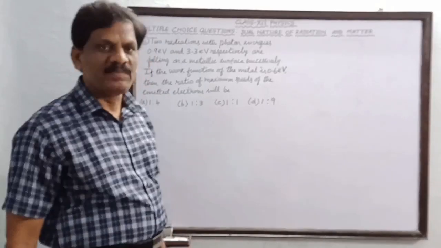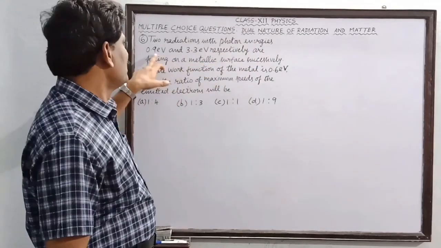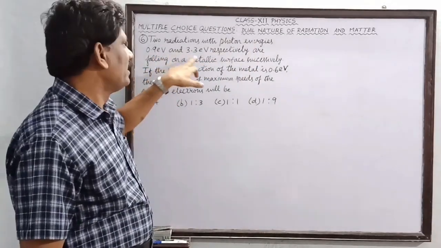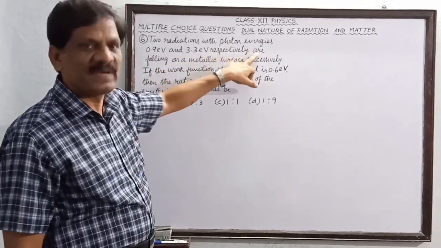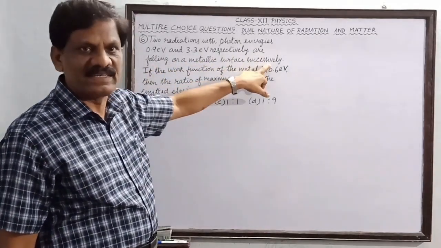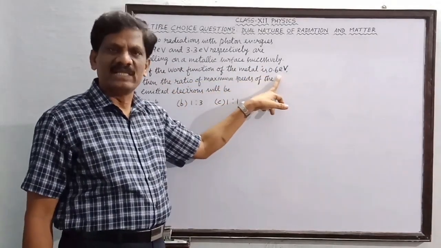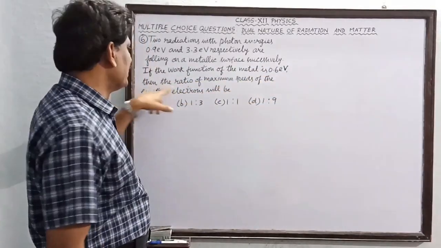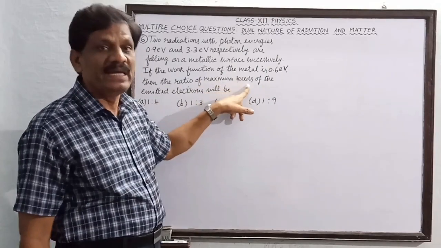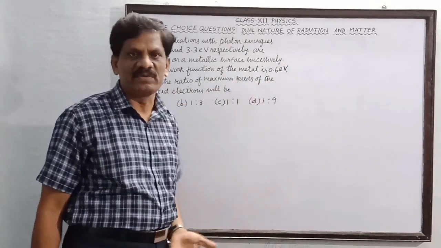Now we will solve the sixth problem. Two radiations with the photon energies 0.9 electron volt and 3.3 electron volt respectively are falling on a metallic surface successively. If the work function of the metal is 0.6 electron volt, then the ratio of the maximum speeds of the emitted electrons will be. In which ratio is the question.